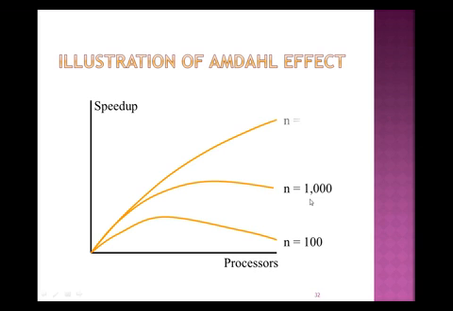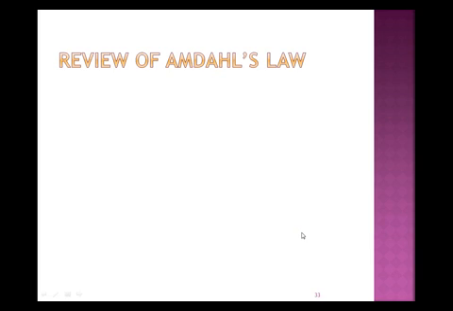This is n equals 1000, 10,000. This is the illustration of Amdahl's law, that is, how it will increase the speed of the processors. Then next is the review of Amdahl's law. That is, what are the reviews of Amdahl's law?